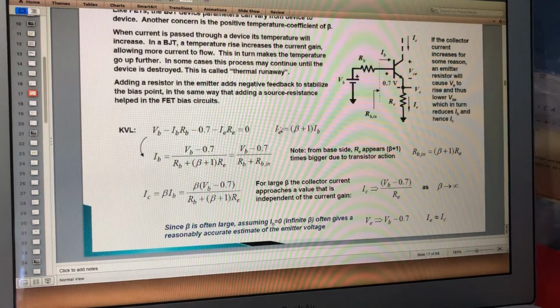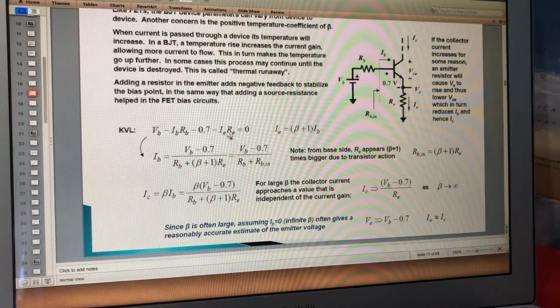I hope you know how to get this equation. If you're not sure how to get this equation, please let me know. I will see you in class again, and please raise your hand if you are not sure how to get this, or any equations here. Please don't be shy.